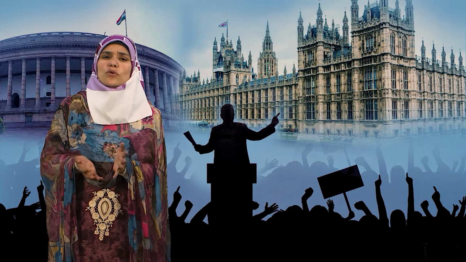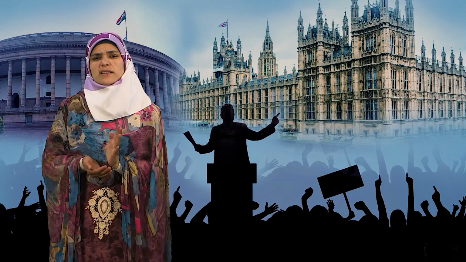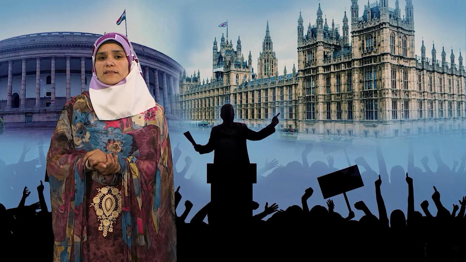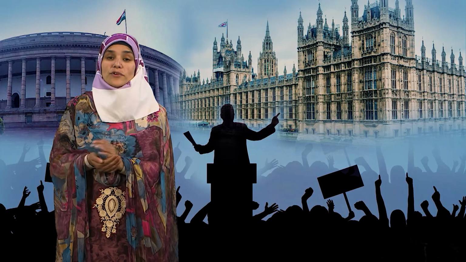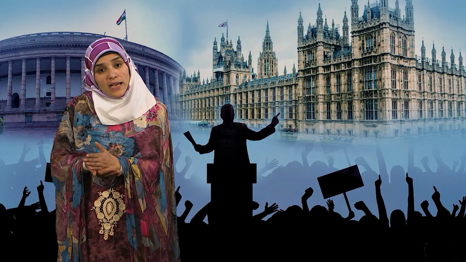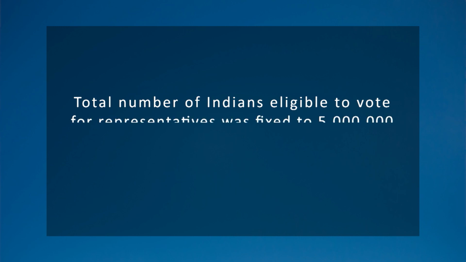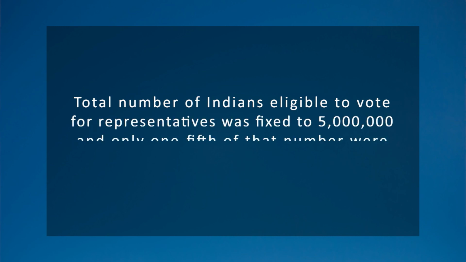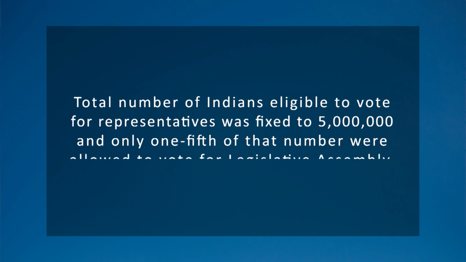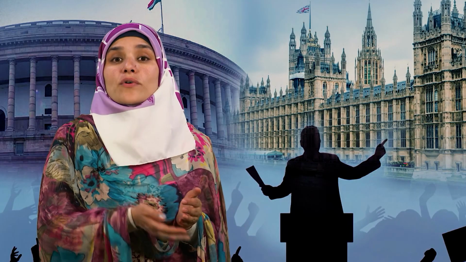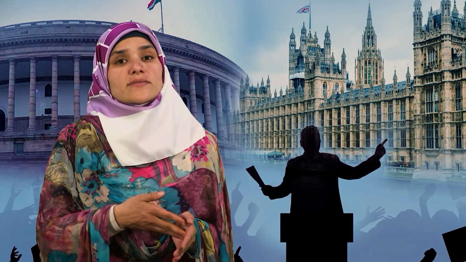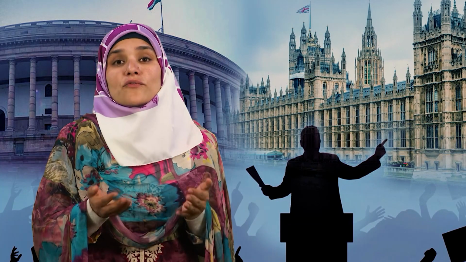The state of so-called democracy was peculiar in its character and type for the reason that the enfranchisement was based on property and education. Again, the total number of Indians eligible to vote for representatives was fixed to 50 lakh, and only 1/5 of that number were allowed to vote for the legislative assembly. Further to add was that only 17,000 elite in the whole of India were permitted to choose Council of State members.